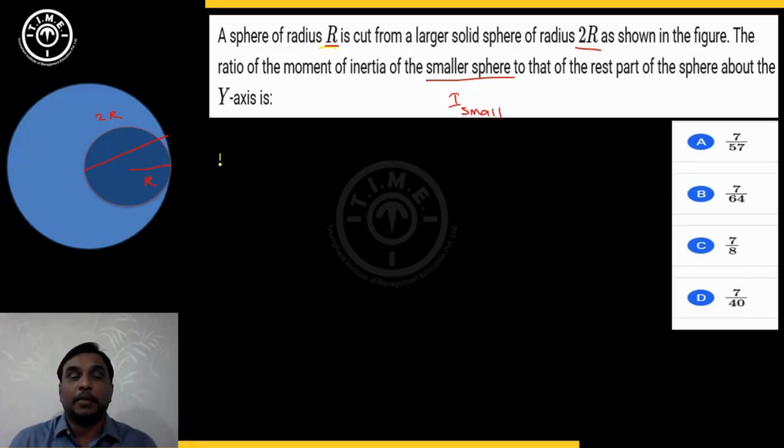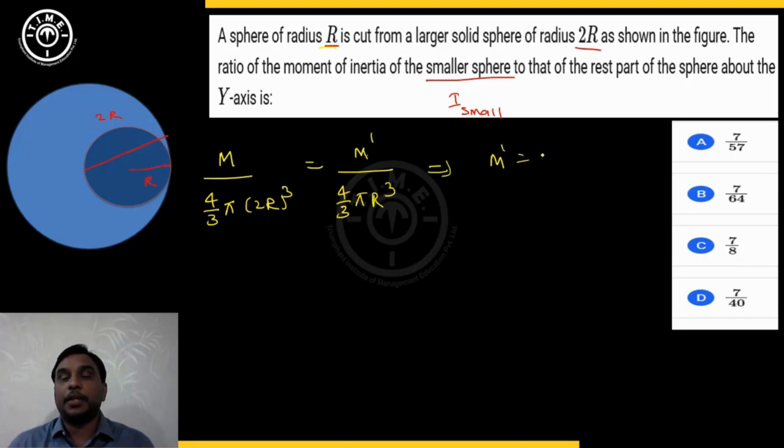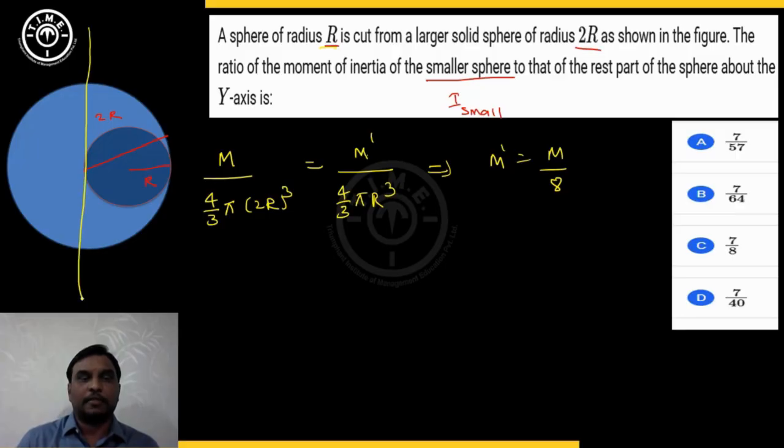Total mass by total volume, that is 4 by 3 pi (2r) cube according to the picture. Given data, this is m prime by 4 by 3 pi r cube. So which gives you m prime is equal to m by 8. Right? Let me calculate about the y-axis mentioned. The y-axis is nothing but this axis. This is the y-axis. Right?